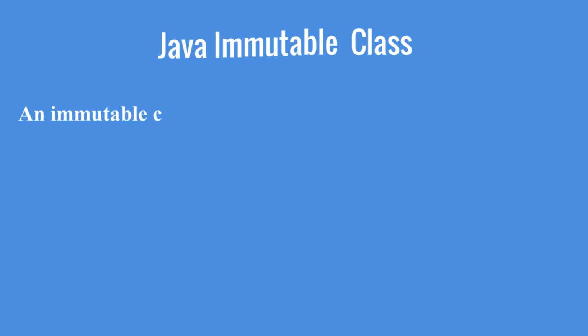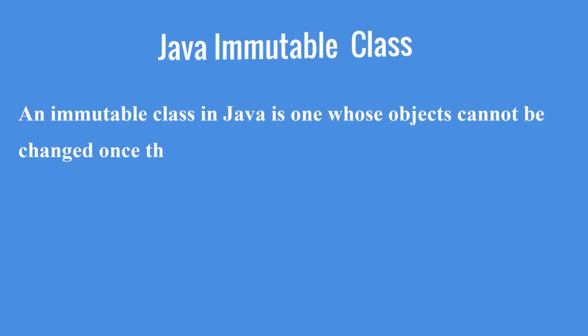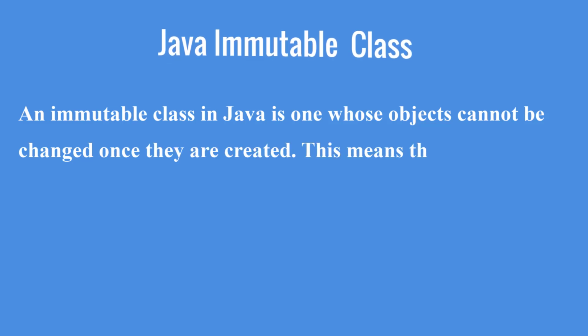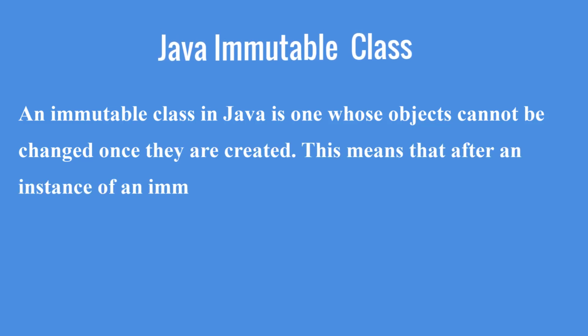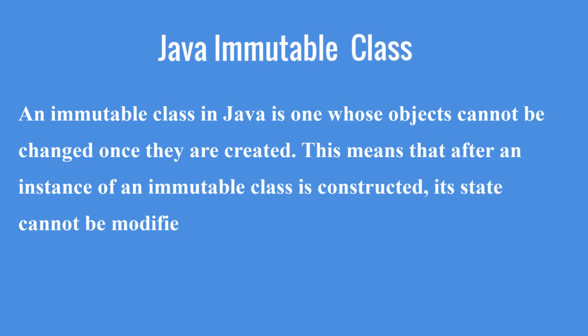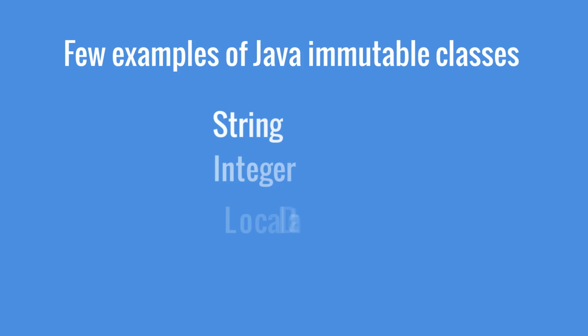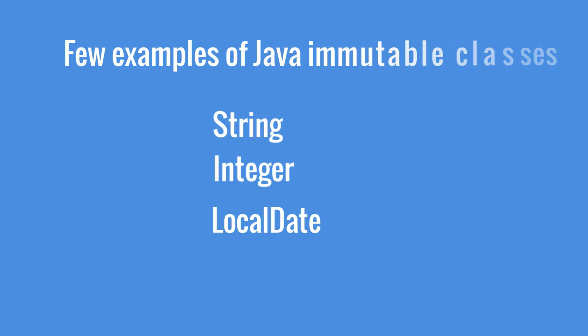An immutable class in Java is one whose objects cannot be changed once they are created. This means that after an instance of an immutable class is constructed, its state cannot be modified. Some classic examples are String, Integer, and LocalDate. These classes ensure that their instances are unchangeable, making your program more predictable.